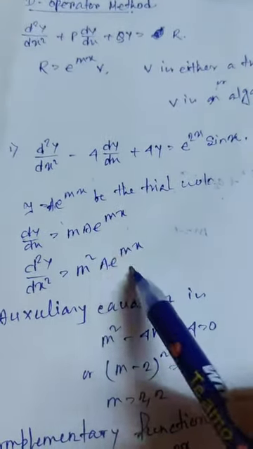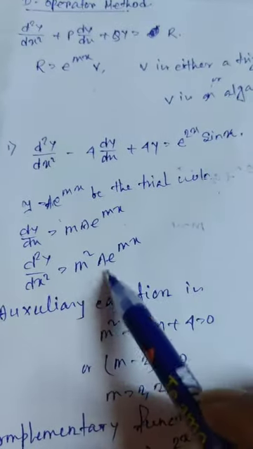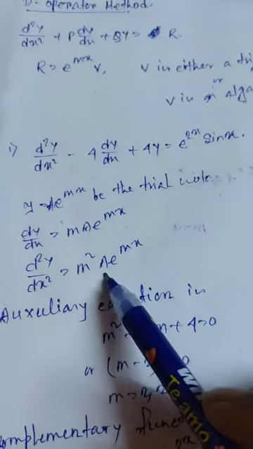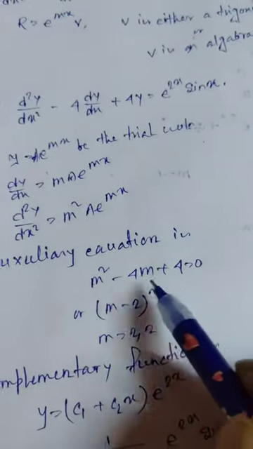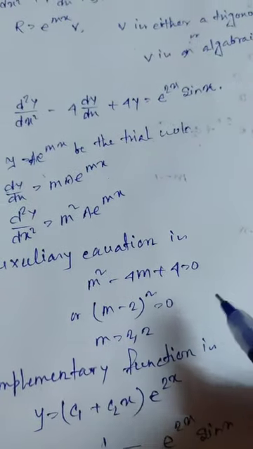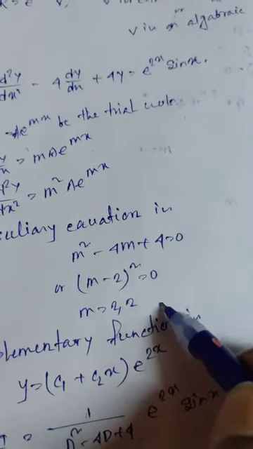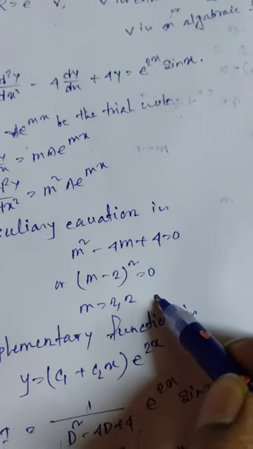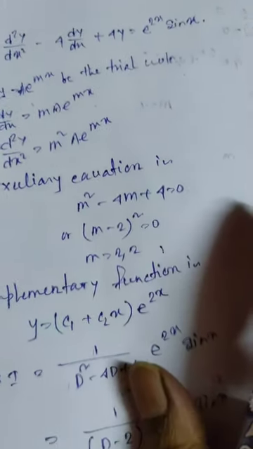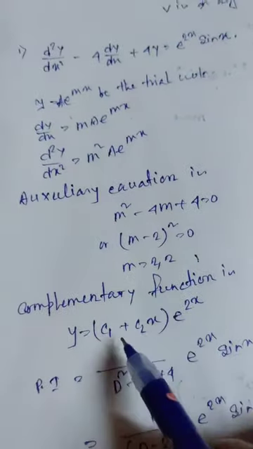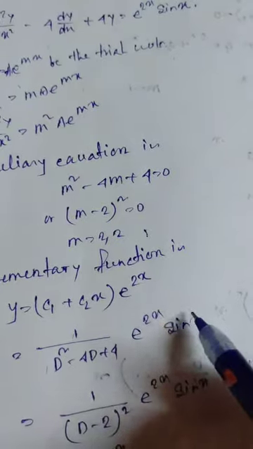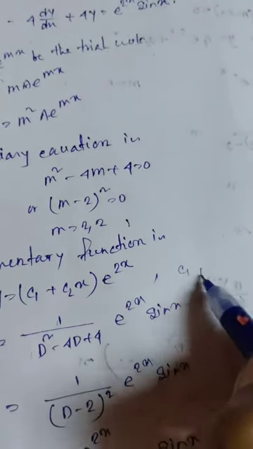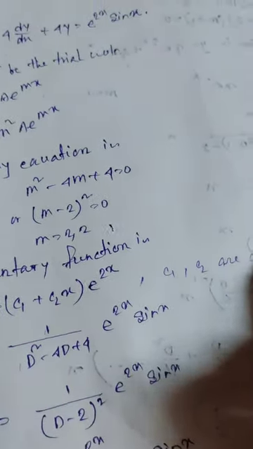So we get m a e to the power mx, and for d2y/dx2, m square a e to the power mx. So here the auxiliary equation is of the form m square minus 4m plus 4 equals 0, and we get m equal to 2 and 2. So here the roots are real and repeated. Now the complementary function is of the form y equals (c1 plus c2 x) into e to the power 2x, where c1 and c2 are arbitrary constants.